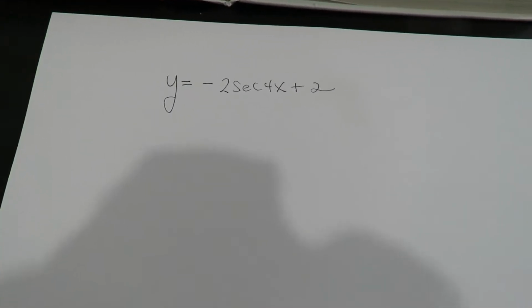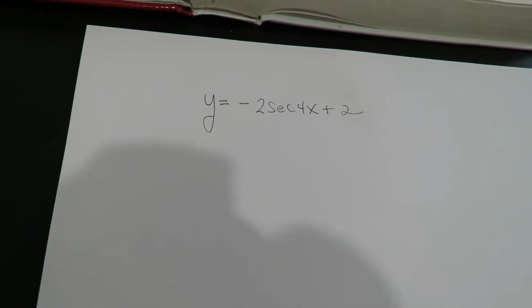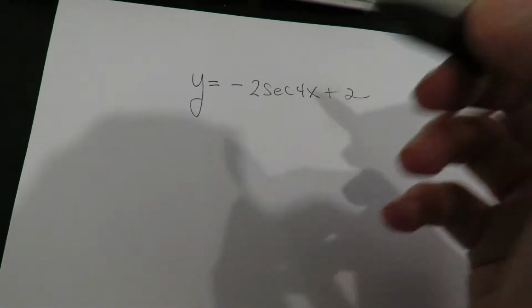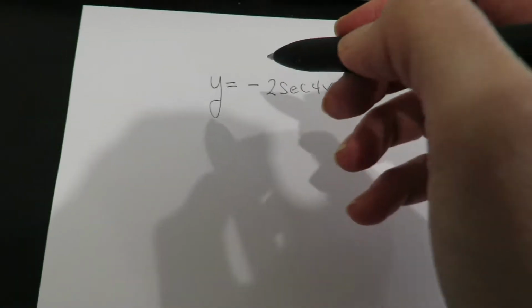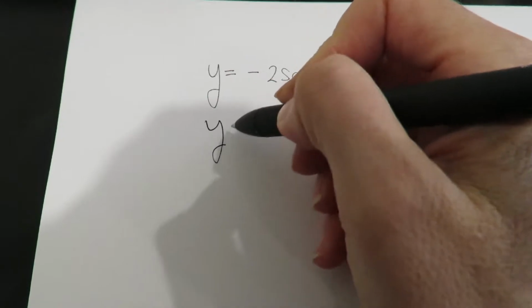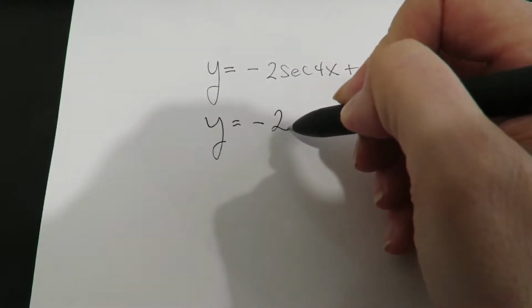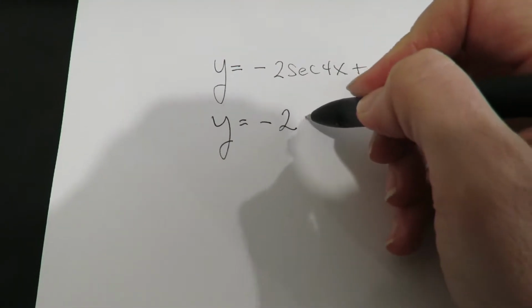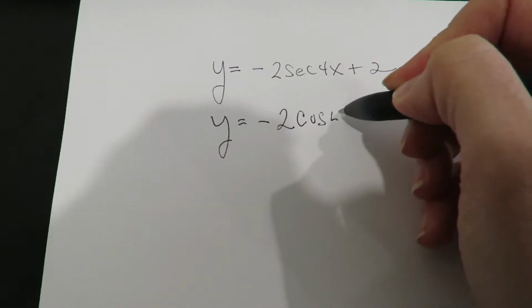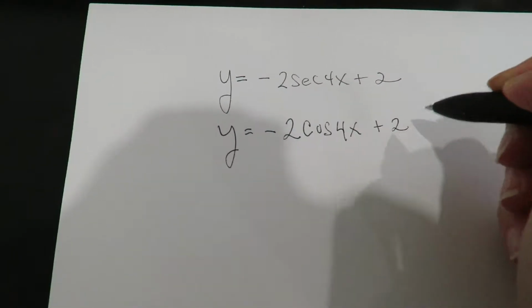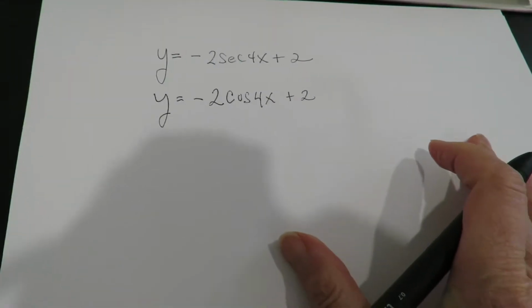Hi Pre-Calc, we're back. We're going to graph this one. Like I mentioned before, if we have secant or cosecant, you actually want to replace it with its reciprocal. So if this is secant, then its reciprocal is cosine of 4x plus 2. You don't want to do anything else but replace it with its reciprocal.